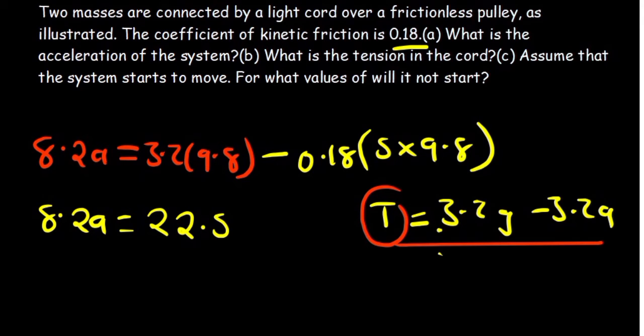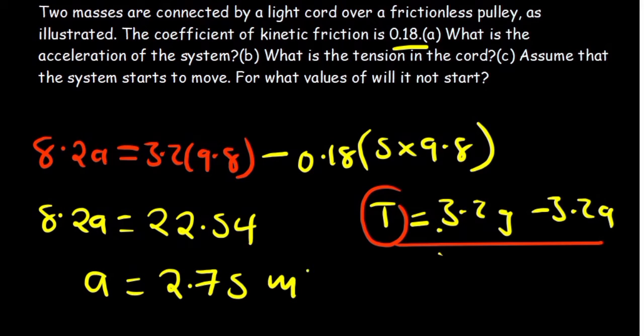We have 22.54, so you divide by 8.2. So what we have as our acceleration is basically 2.75 meters per second squared. So that is how you get your acceleration.